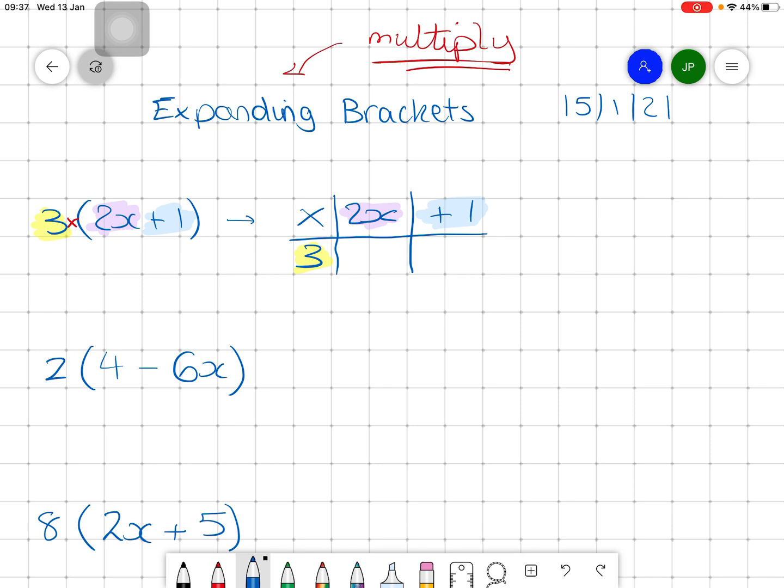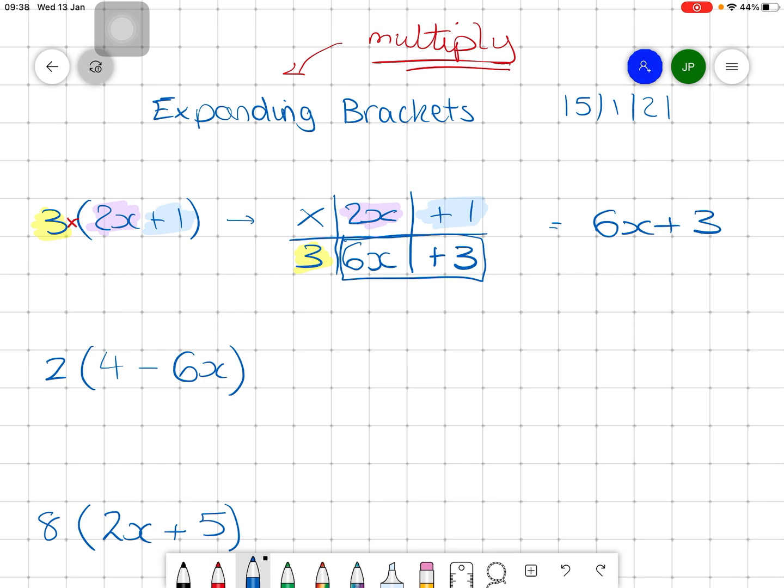And now we times, so we're going to do 3 times 2x. We looked at multiplying algebra last lesson, so we do our 3 times our 2, which is 6, and then we've got x times 1, so we just get 6x. Then we do our 3 times our positive 1. It is not 3 add 1, it's 3 times positive 1. So that's going to give us positive 3. All we then need to do is take the 2 parts we've just worked out, and that will become our answer.